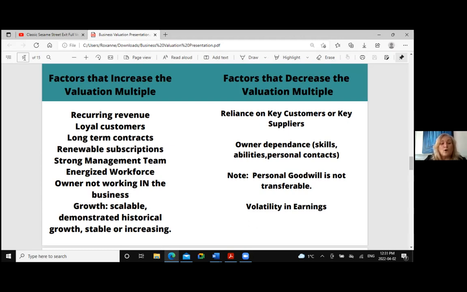We're looking for growth. We're looking for scalability. We're looking for a demonstrated historical growth as well. Either it's stable or it's increasing. Factors that decrease the valuation multiple.